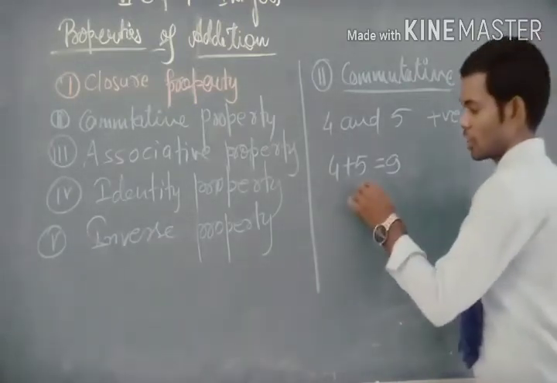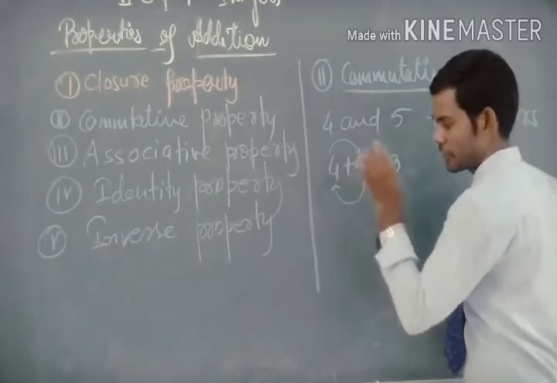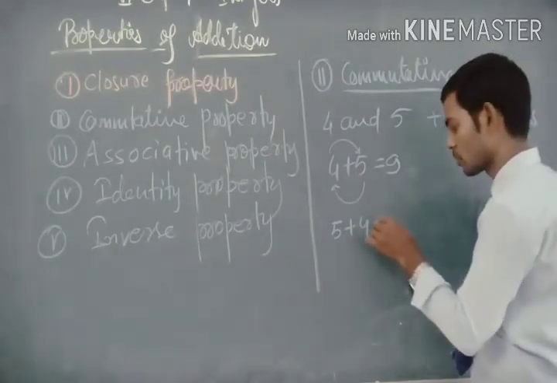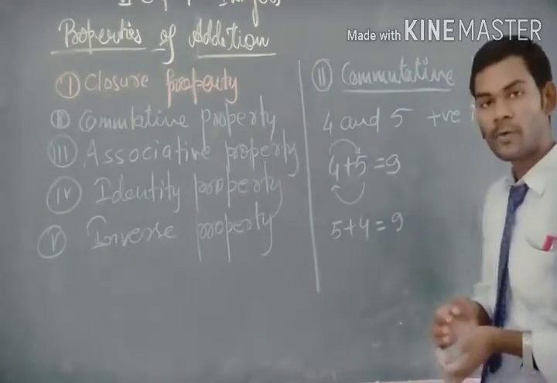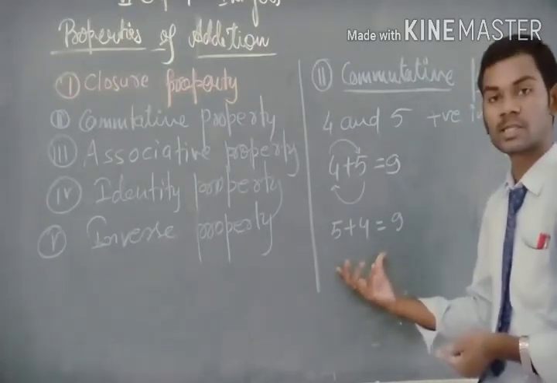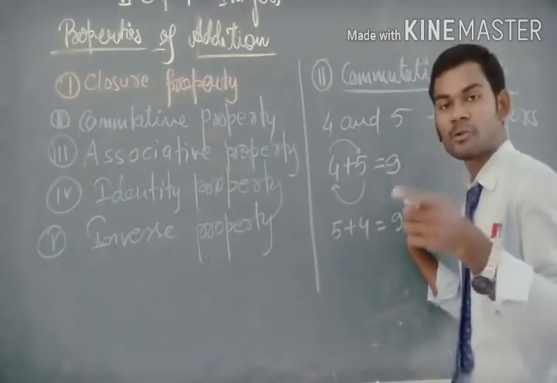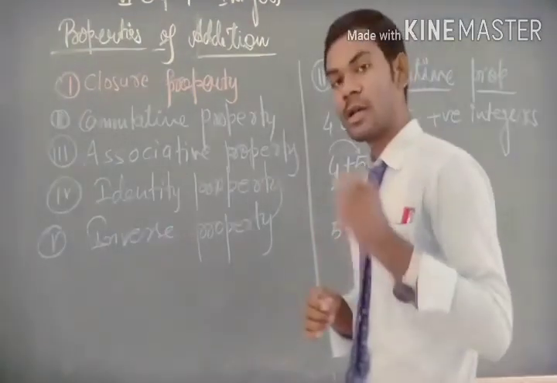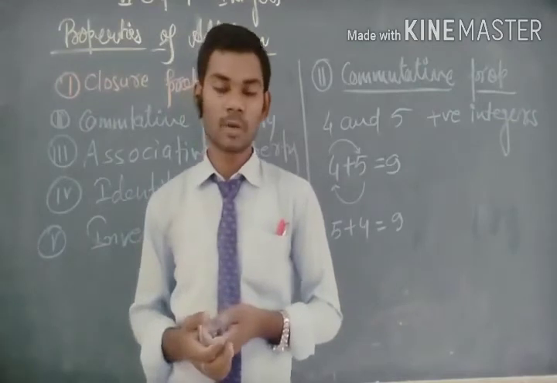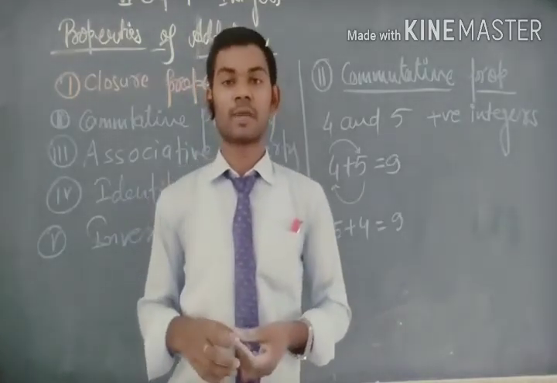Now change the order of the digits, meaning put the 4 in the second place and 5 in the first place. Then you will get 5 plus 4, and the value of 5 plus 4 is again 9. So when we change the place of the digits, only the place has changed. Their answer doesn't change. So we say that the addition in the case of integers always satisfies the commutative property, because when we change the order of the digits, the answer remains unchanged.